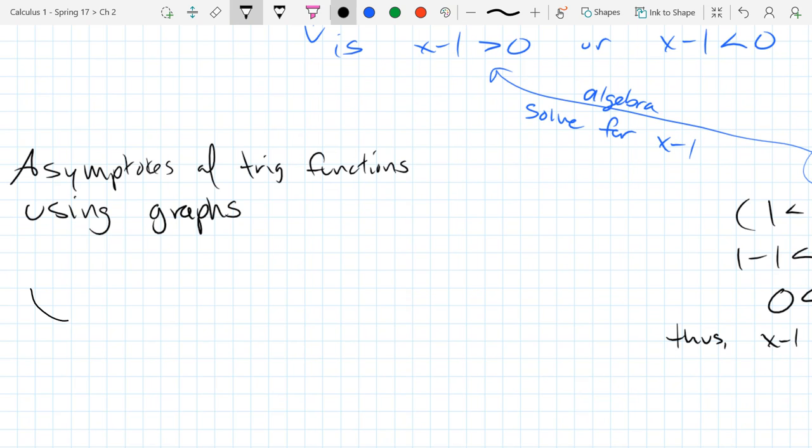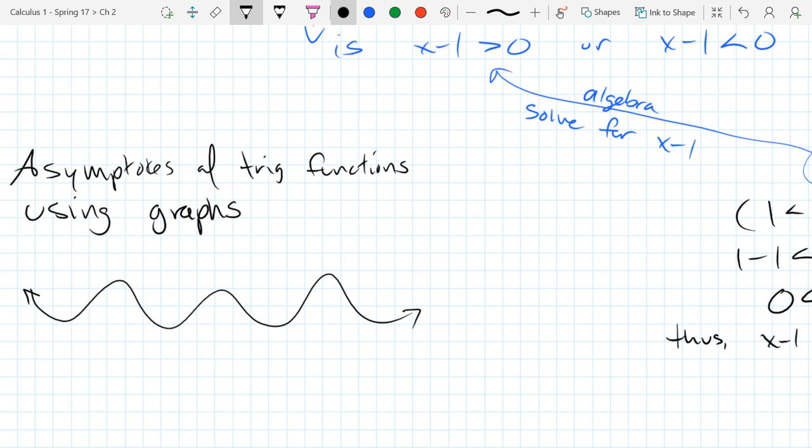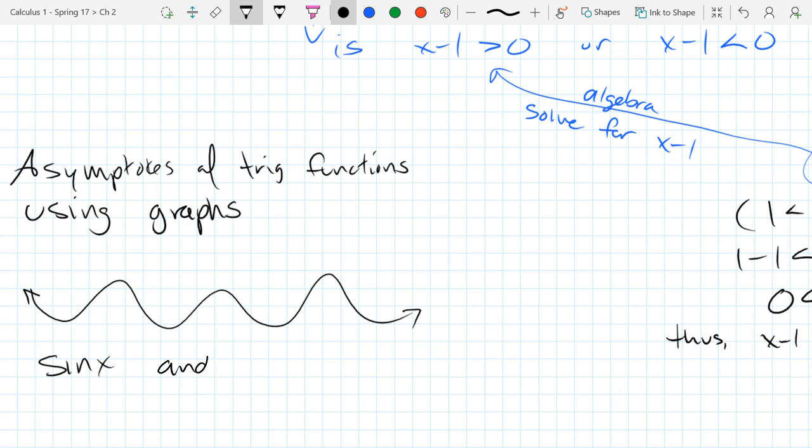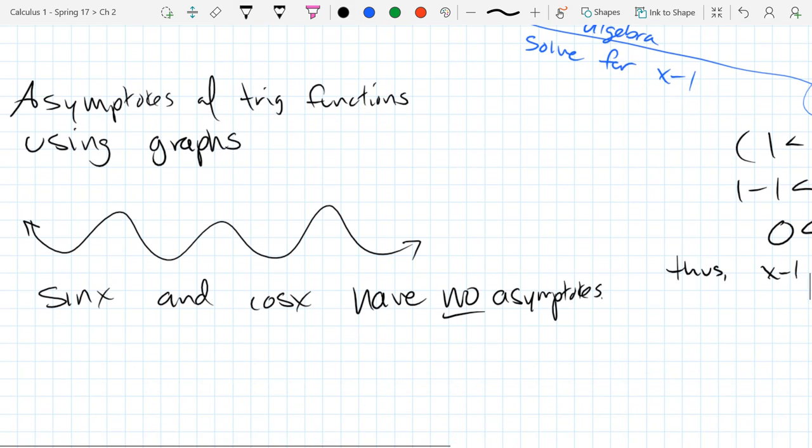So we'll start out with sine and cosine. Here's a graph of sine and cosine. Any vertical asymptotes? Nope. We're never going past 1 and negative 1, so we're definitely not going to get anywhere near infinity. So no vertical. What about horizontal? Do we ever approach some y value? No matter how far you go to the right, the graph looks exactly the same. It keeps jumping around everywhere. So we've got no asymptotes whatsoever for sine and cosine.